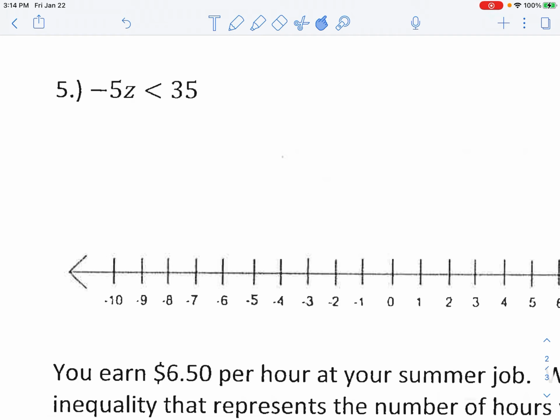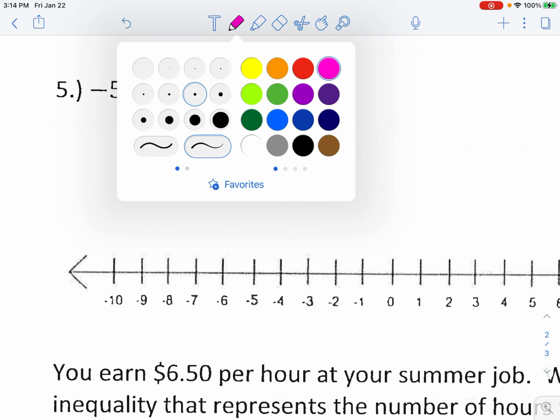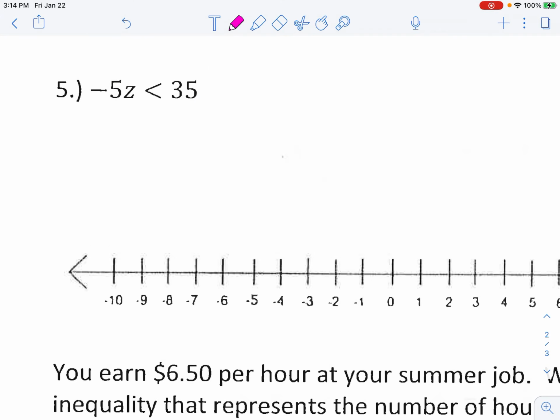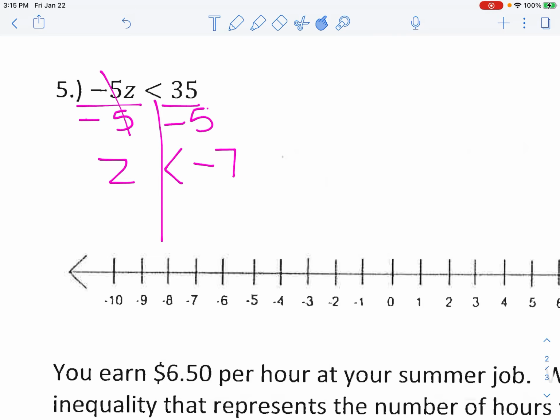-5 times what is less than 35? Well, the opposite of multiplying by -5 is dividing by -5. So -5 divided by -5 is going to cancel. So I've got z is less than -7.